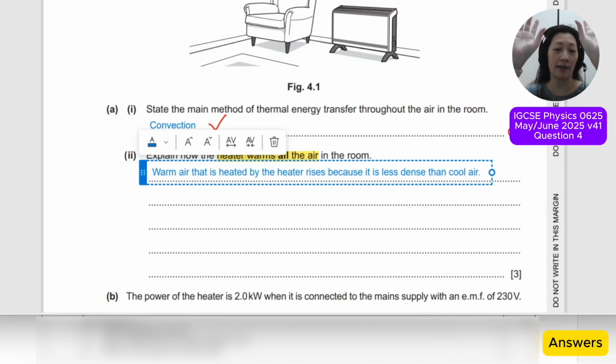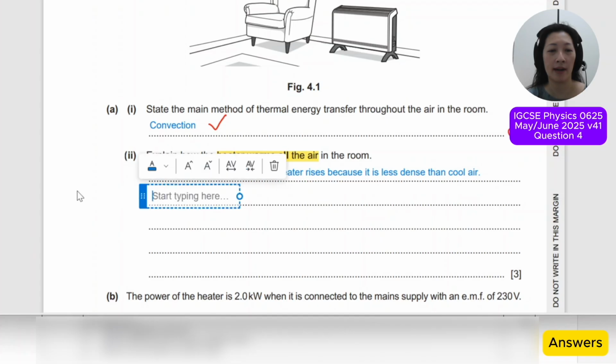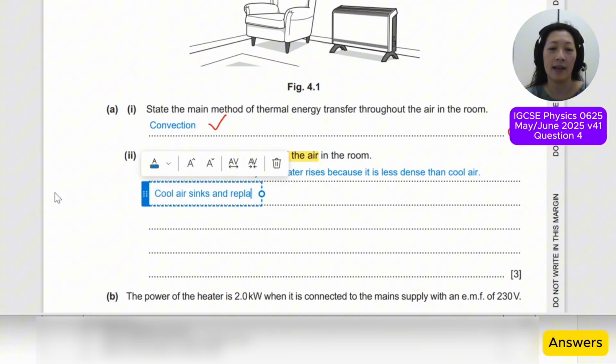What happens to the cool air? So the cool air is going to sink and takes the place of the warm air, because when the warm air has risen, it leaves kind of a partial vacuum or an empty space. So the cool air needs to sink and take that empty space. So that's what we're going to write. Cool air sinks and replaces the warm air.